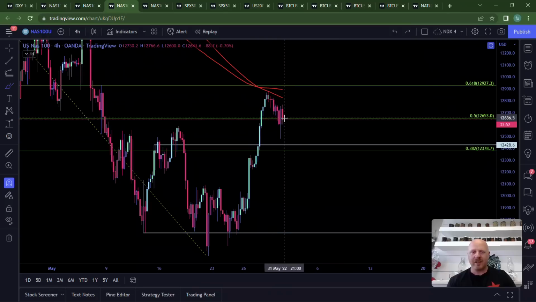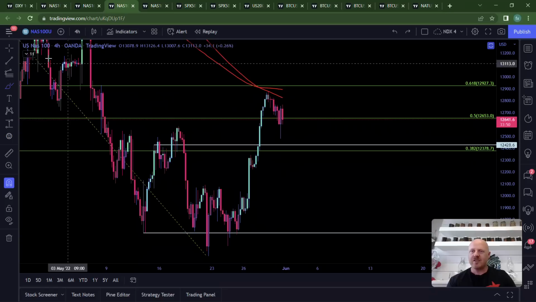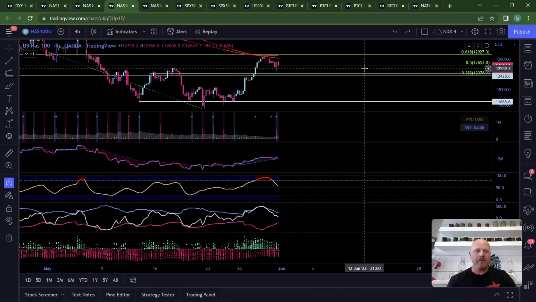It's making the cup type pattern. Now it needs to hold here, get your volatility and everything recontracted so you can get that next move up. And we'll see if we can do that.